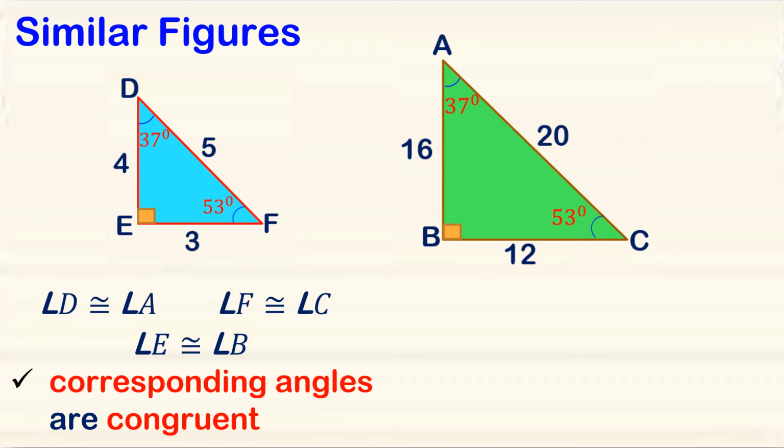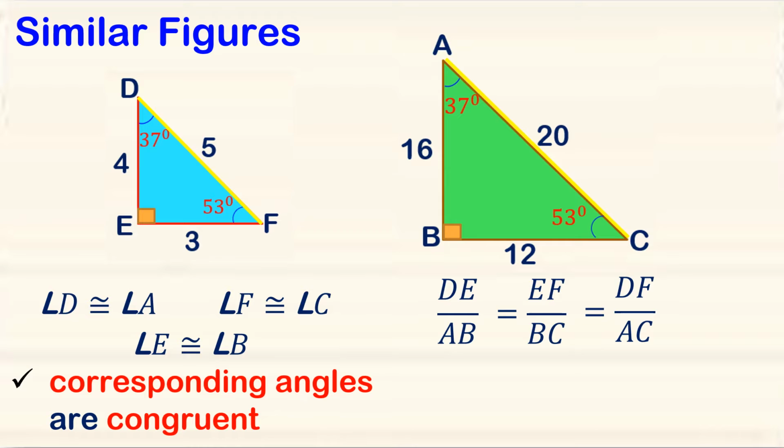Then let's take a look at the corresponding sides. DE corresponds to AB, so we have DE over AB. EF corresponds to BC, so we have EF over BC. DF corresponds to AC, so we have DF over AC. DE is equal to 4 and AB is equal to 16, so we have 4 over 16. EF is equal to 3 and BC is equal to 12, so we have 3 over 12. DF is equal to 5 and AC is equal to 20, so we have 5 over 20.